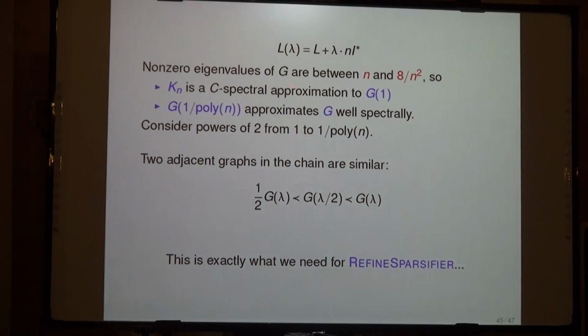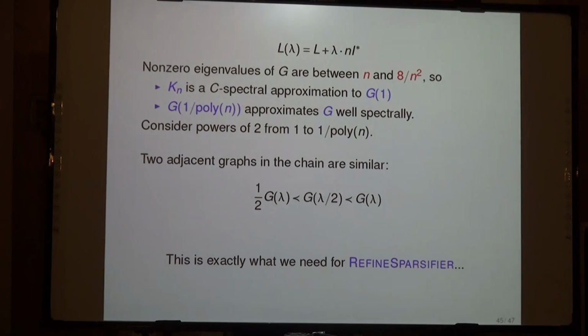And for that graph, G of 1, just the complete graph itself is a really good spectral approximation. And this is the point. So now what we get is we consider values of lambda that correspond to powers of 2, from 1 over poly n all the way to 1. So there's only a logarithmic sequence of graphs to consider.